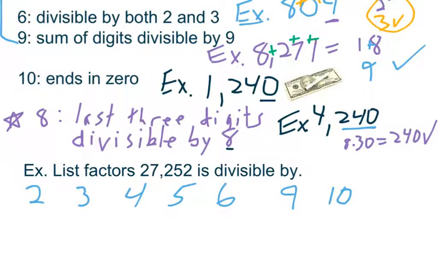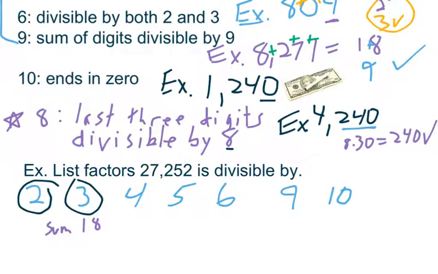So checking for 2, I'm going to just look at the last number. Is it even? Yes. So that means it's divisible by 2. Alright, checking for 3 to see if 3 will go into this number, I'm going to add up the digits. So 2 plus 7 is 9, plus 2 is 11, plus 5 is 16, plus 2 is 18. So the sum is 18. And now I need to see, will 3 go into 18 evenly? The answer is yes. So 3 is divisible.